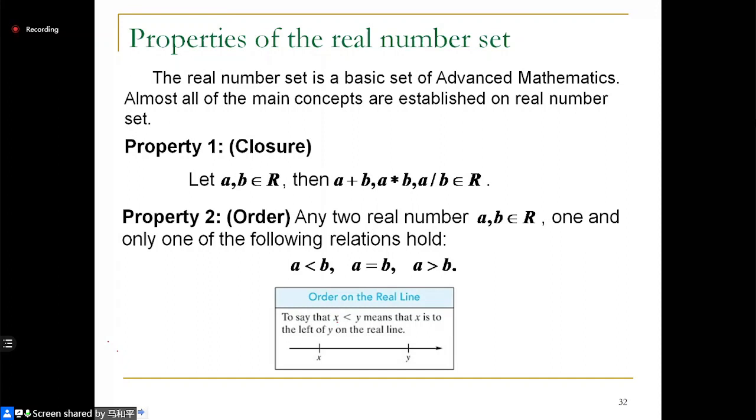We say X less than Y means that X is to the left of Y on the real line, right? On the real line, we know the origin is zero. If this is minus one and this is one, we know minus one is less than one, so minus one is to the left of one. And we know minus two is less than one, so minus two is to the left of one. Okay.